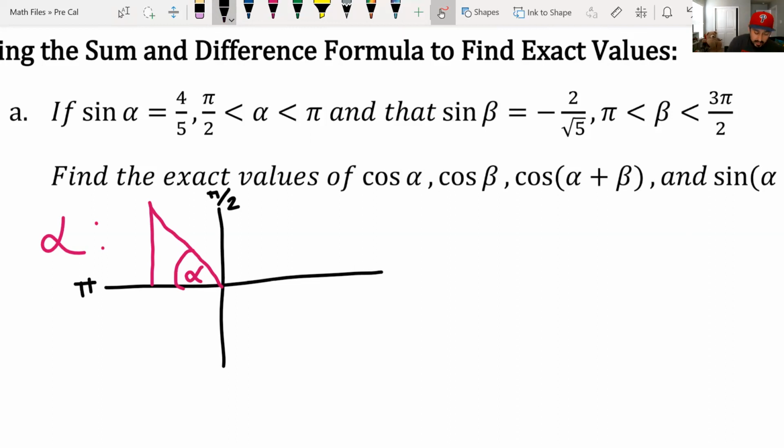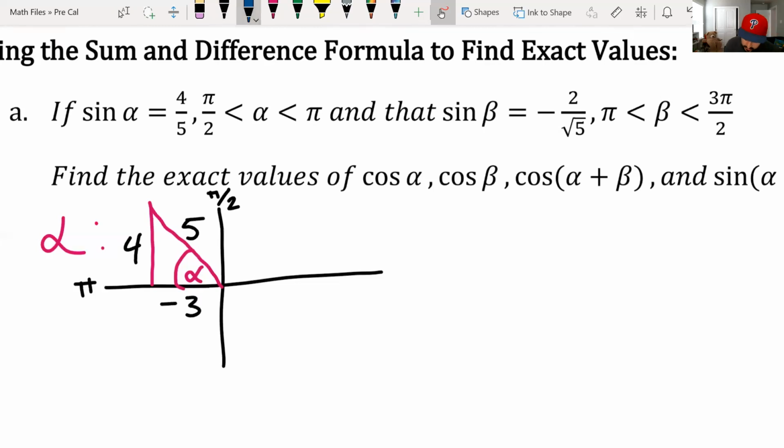Okay, and it's giving us from the above information that sine alpha is 4/5. So sine is opposite over hypotenuse. So this means that the height of the triangle is 4. The hypotenuse is 5. This means the base must be negative 3. It's a 3, 4, 5 triangle. And the reason the base is negative is because we are in quadrant 2.